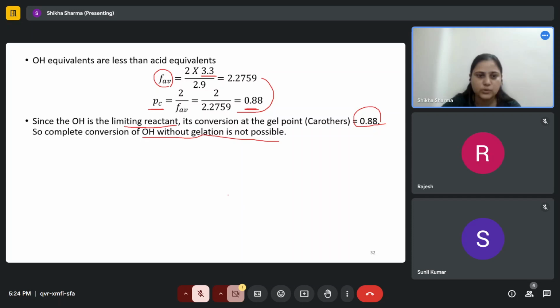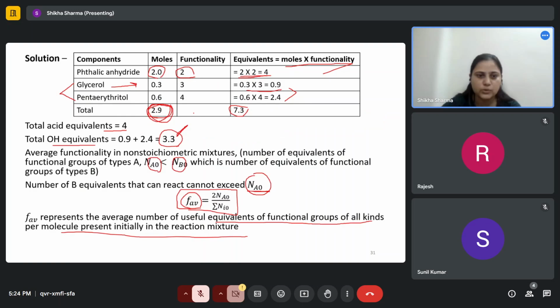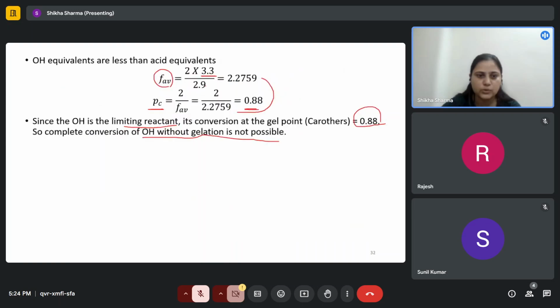And how we calculate the extent of reaction: the extent of reaction is nothing but 2 divided by the functional groups at the initial point, which is 2 divided by 2.2759, which is 0.88. So till this much the reaction is going to occur. But we are having more equivalents, so till 0.88 it will proceed, and after this there will be gel formation.